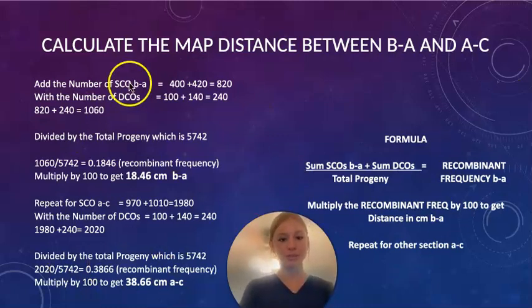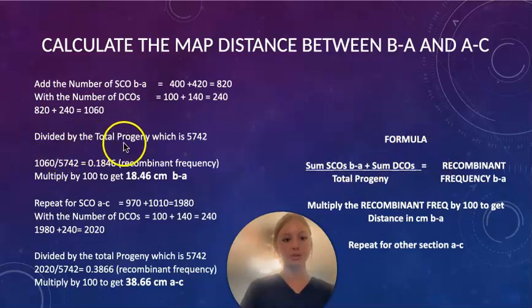Over here to the left is my description of both. I'm just going to go through one, and the other is the exact same concept. We add the number of single crossovers BA together: 400 plus 420 equals 820. And then we take the number of double crossovers: 100 plus 140 equals 240. Then we add these numbers together. Super easy. That's where we did the sum.